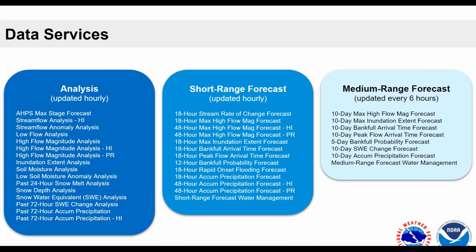As you can see, all the services are listed on the screen, and they fall into 3 temporal categories. The first category, our analysis category, those are services showing current hydrologic conditions. We also have a short range set of services that look out the next 18 hours for the continental United States and out the next 48 hours for Hawaii and Puerto Rico. And then lastly, we have some services for the medium range, and those look out over the next 10 days and are currently only available for the continental United States.